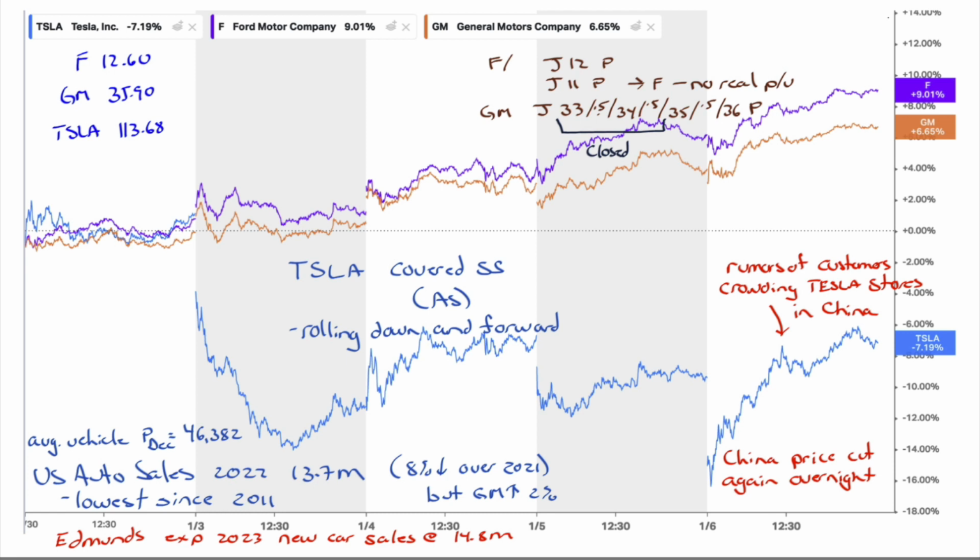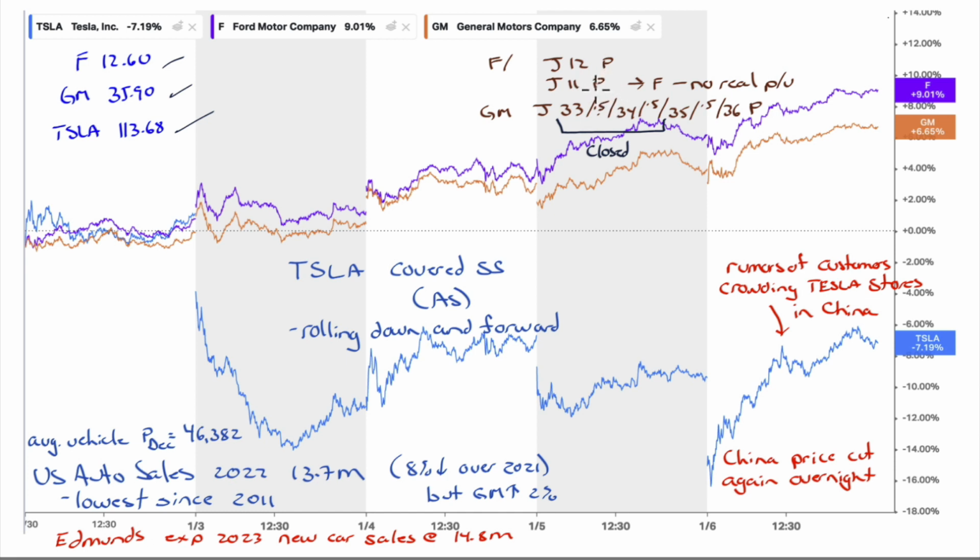Okay, big story last week in the auto sector continues to be Tesla. So here are the closing prices. Ford closed at $12.60, GM closed at $35.90, Tesla closed at $113.68. For Ford, I had sold January $12 puts and January $11 puts.